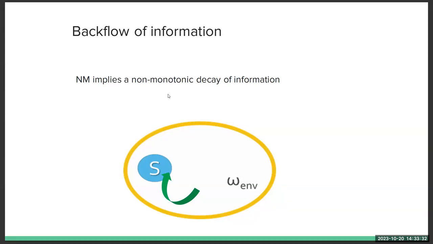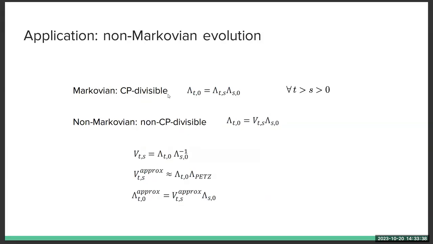I gave an example with distinguishability. We can think also about entanglement and many other quantities, okay? And now connecting those two things. A way to check if the dynamics is Markovian or non-Markovian is, if it's non-Markovian, I can try to divide my map in two CP maps, but this intermediate map, the V1, won't be CP. One way to construct this intermediate map is to use the inverse of the total map. So if you just replace this here, you will see that you recover the lambda 0t.